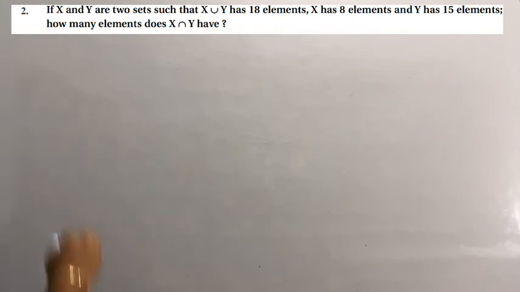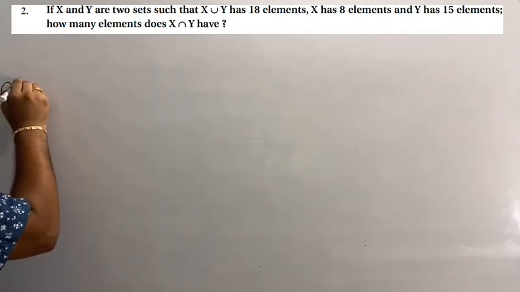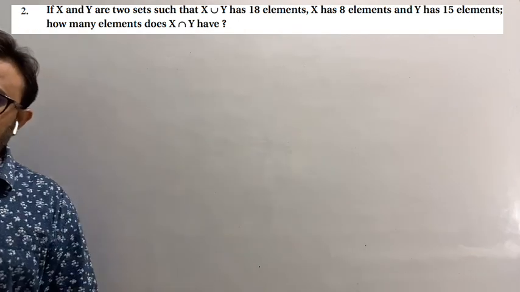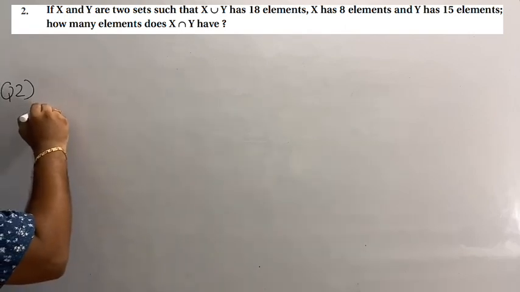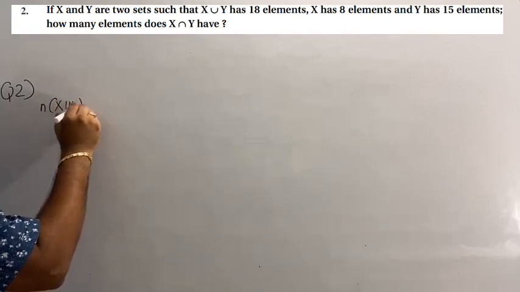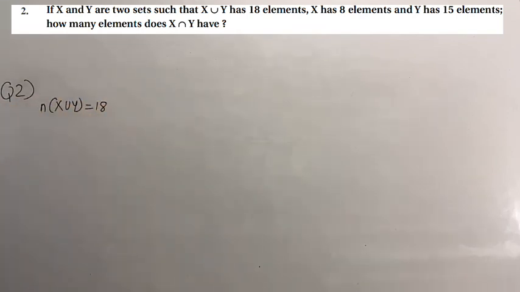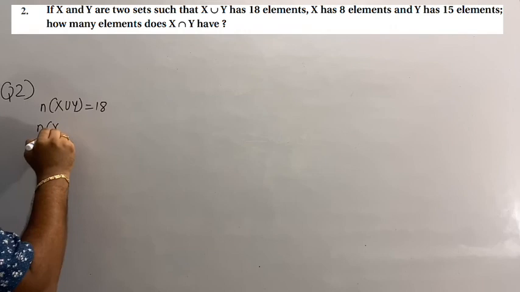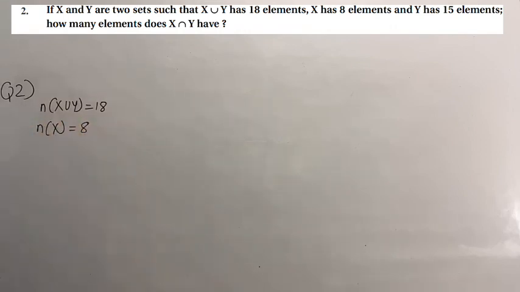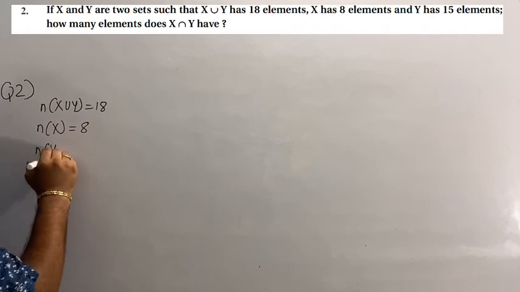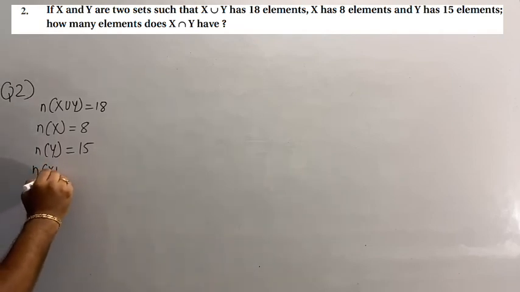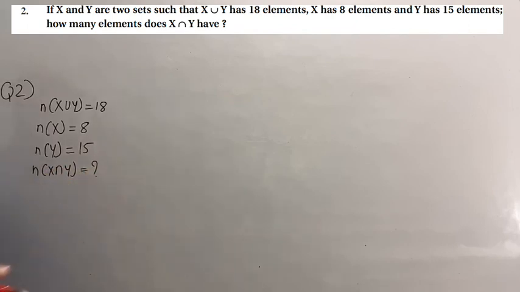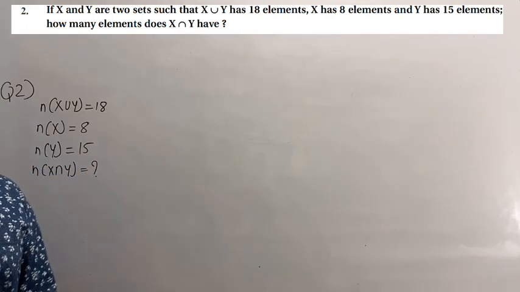Now let's move to question number 2. Okay, now you can see here that in question number 2 it is given that X union Y has 18 elements. So n of X union Y is equal to 18. X has 8 elements, so n of X is equal to 8. Y has 15 elements, n of Y is equal to 15, and you have to find out how many elements X intersection Y has. So this is a similar question, right? It's exactly similar to the first one.